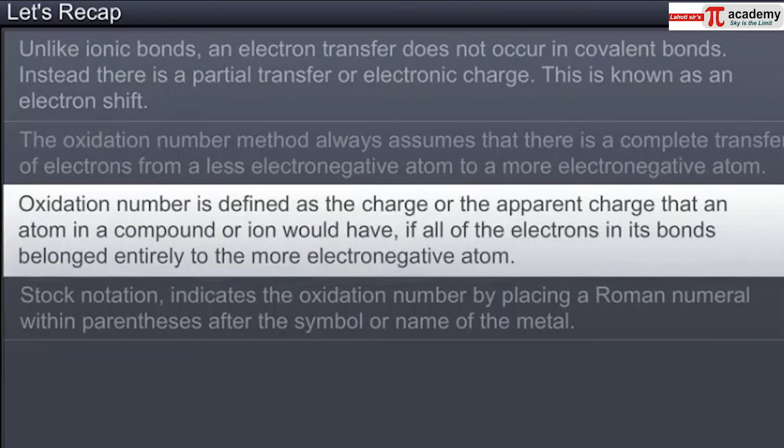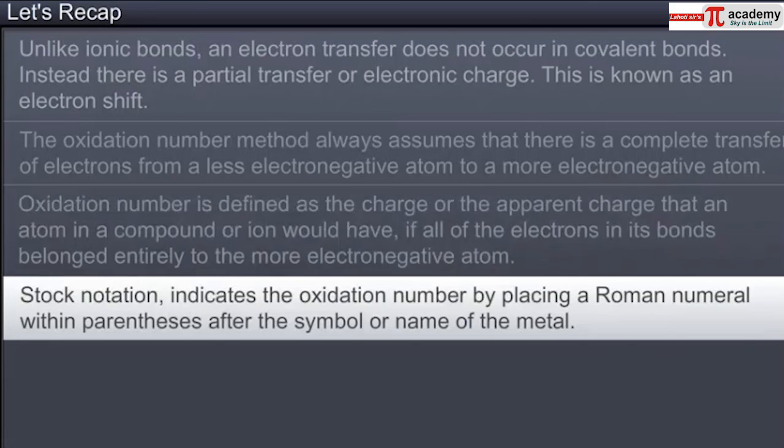Oxidation number is defined as the charge or the apparent charge that an atom in a compound or ion would have if all the electrons in its bonds belonged entirely to the more electronegative atom. Stock notation indicates the oxidation number by placing a Roman numeral within parentheses after the symbol or name of the metal.